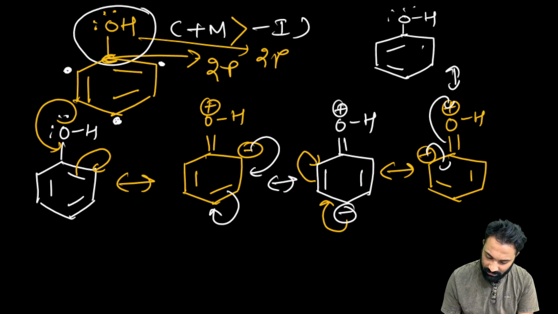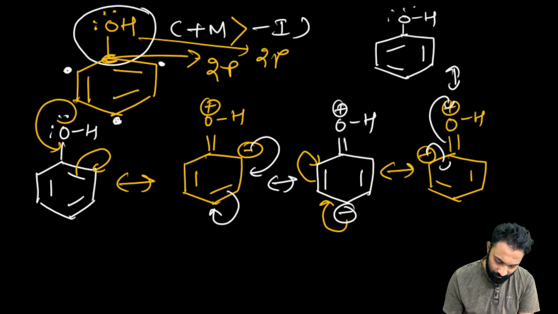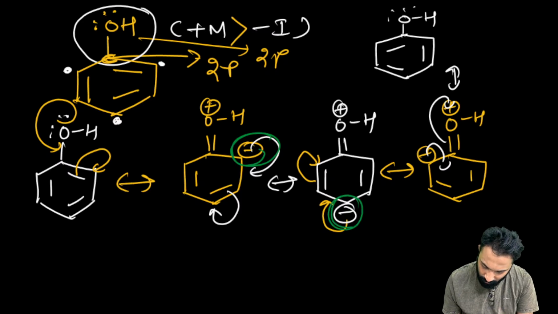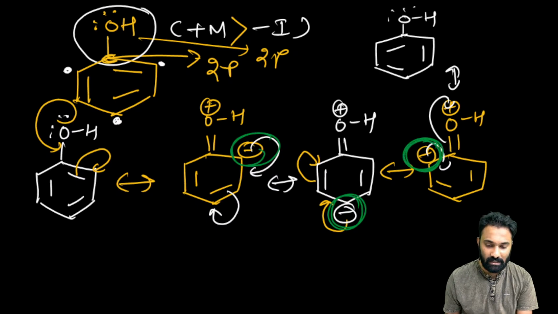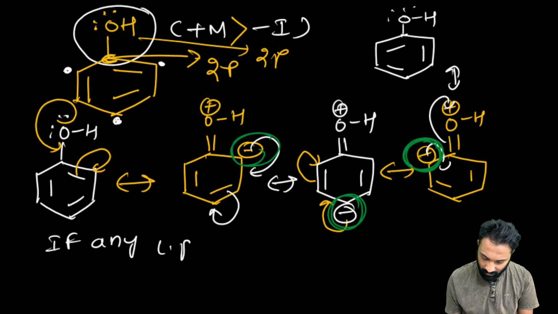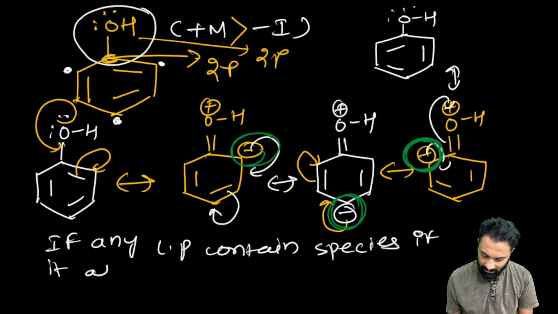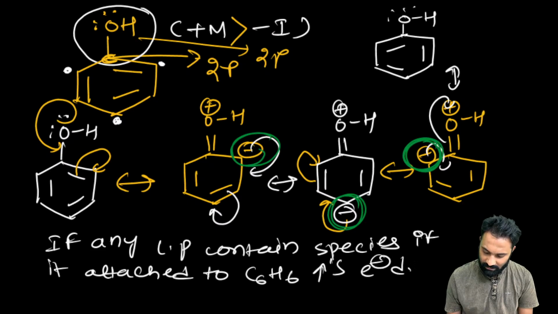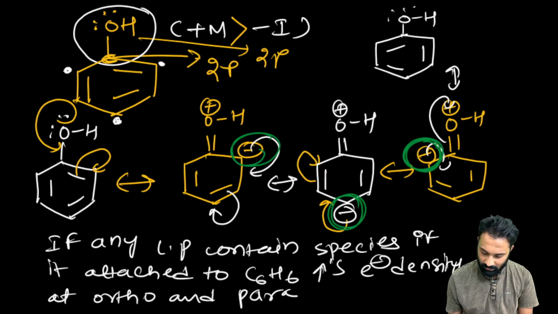In this manner, when a lone pair containing species is attached to the benzene, you can see on which positions the negative charges are. The negative charges are at the ortho to the lone pair containing species, and para to the lone pair containing species, and the other ortho to it, right? By this we can say that any lone pair containing species, if attached to benzene, increases electron density at ortho and para. Is it clear? Done?